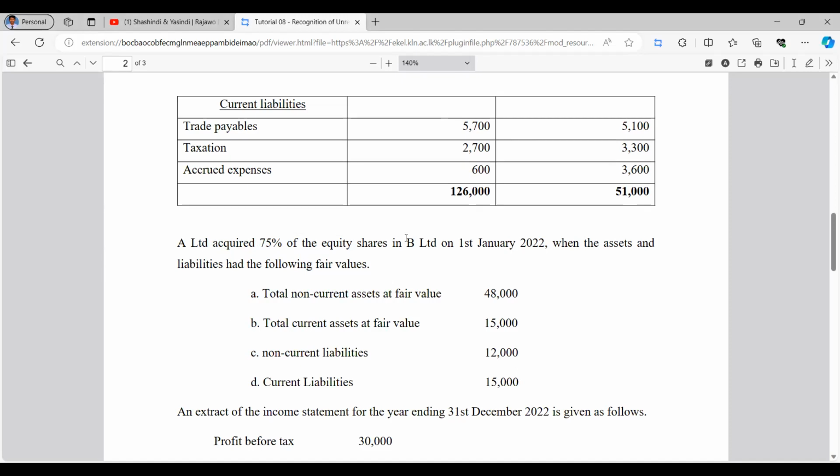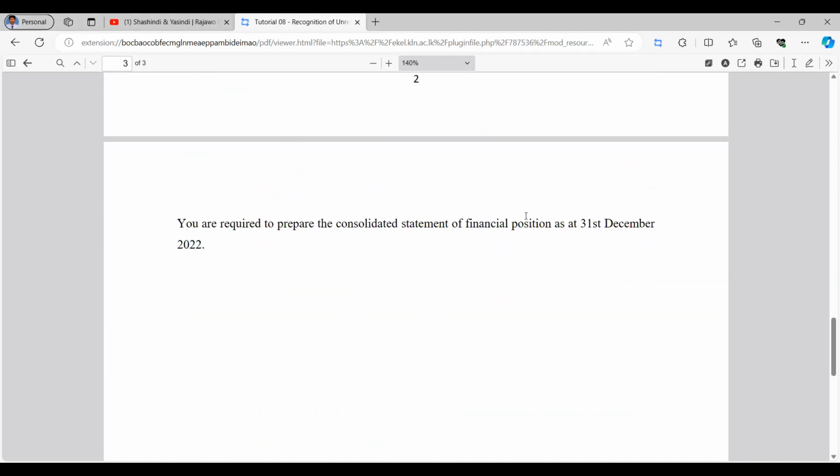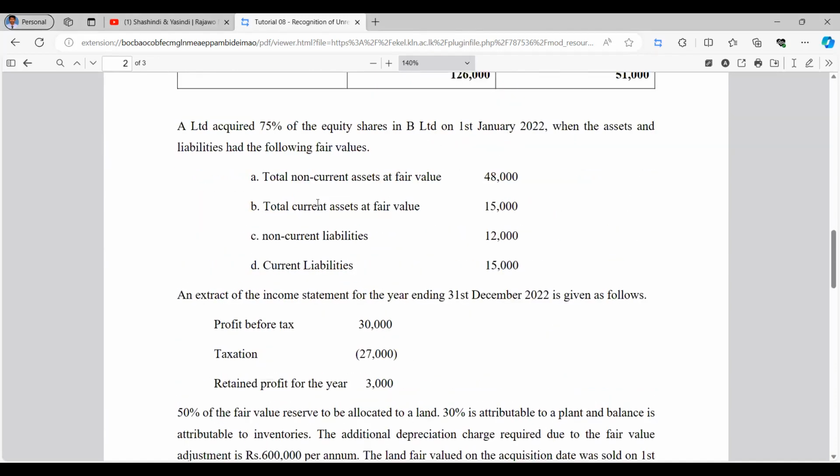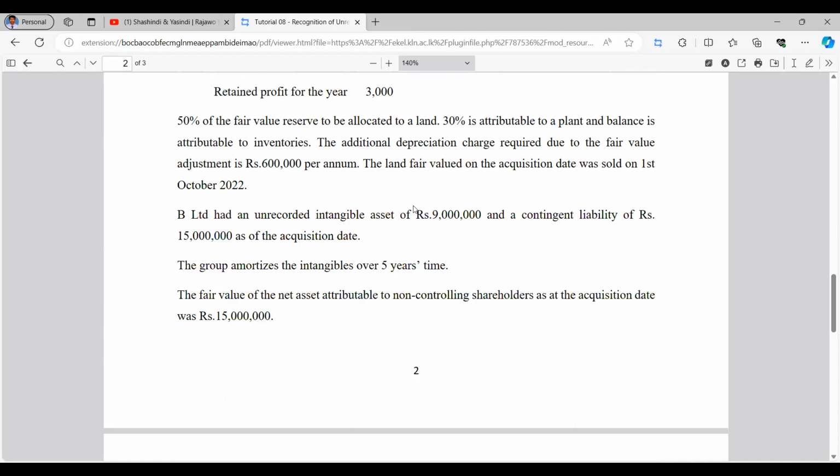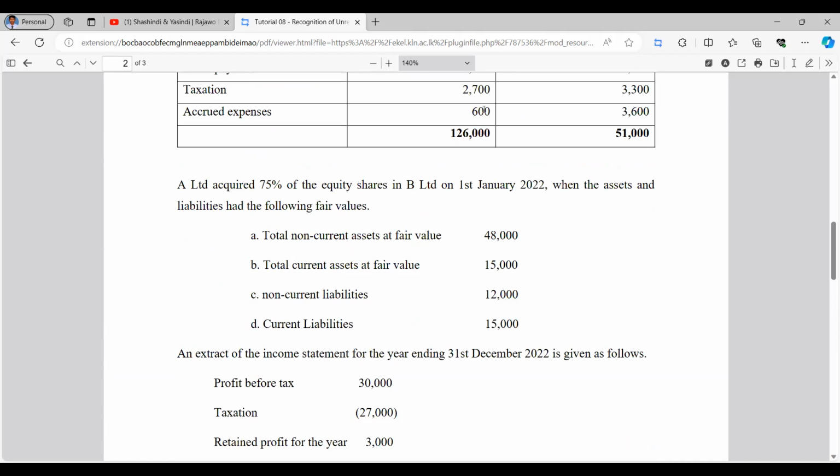The date of acquisition is 1st January 2022, but the reporting date is 31st December 2022. It means a 1 year period. The post acquisition period is 1 year, because January 1st to December 31st is 1 year. Some questions may have maybe 6 years, or a mid-year acquisition, something like that. So be careful on that. The dates are very much important when computing consolidation questions, right?